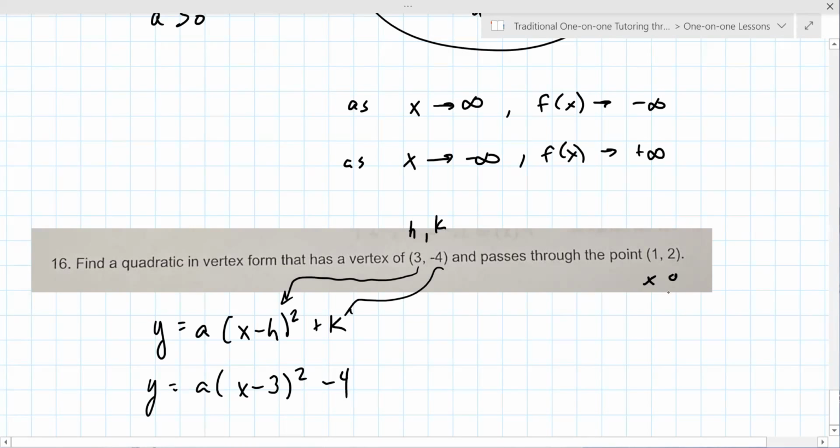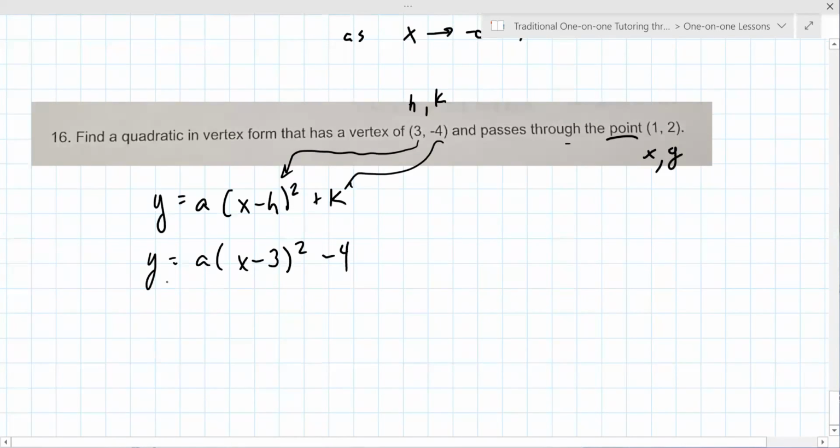So now this is an x and a y over here. This is a point. Point means an x and a y. So if I give you an x and a y, the only thing that's left over here is the a. So we're going to use those values in here. y is 2, x is 1. And we're going to solve for a.